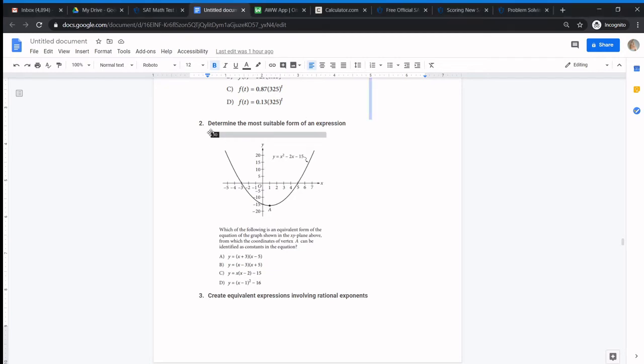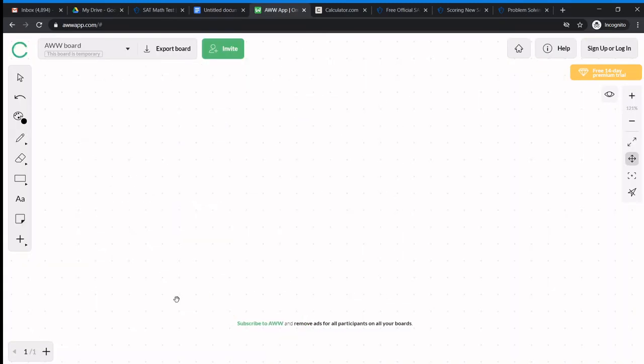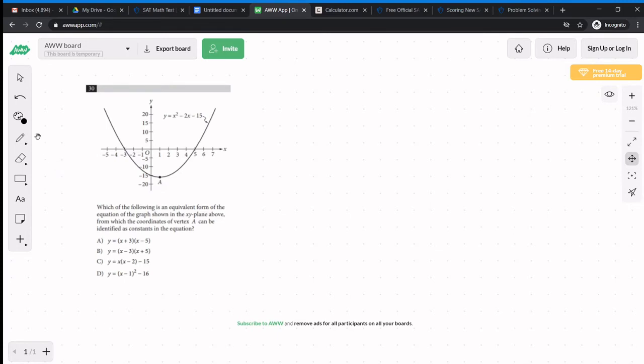Okay. So, this next topic is determining the most suitable form of an expression. It's essentially asking us to find the best form. It's almost always going to be a quadratic equation in which to identify a certain thing. So, the following equation is an equivalent form of the equation from the graph above, from which the coordinates of the vertex can be identified as constants in the equation.